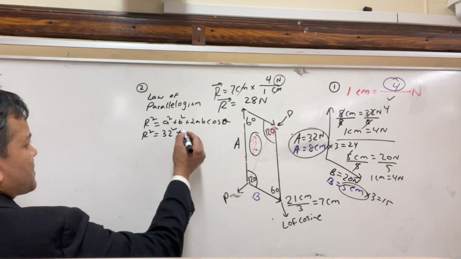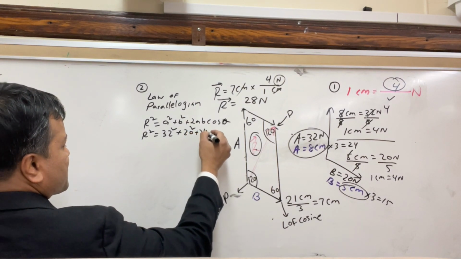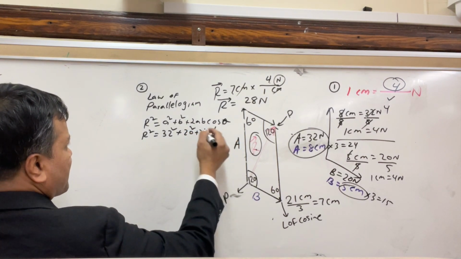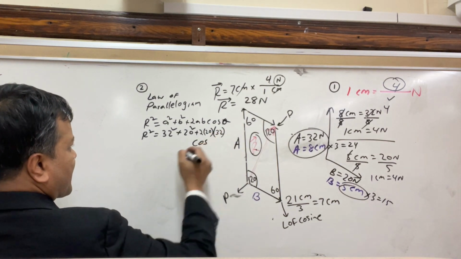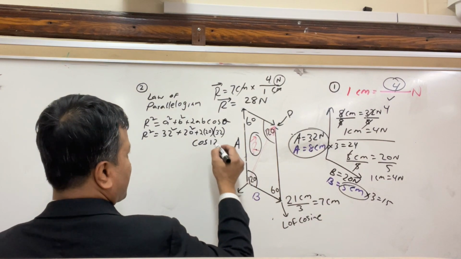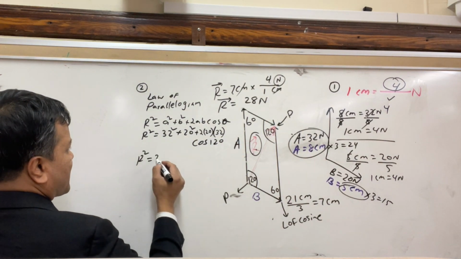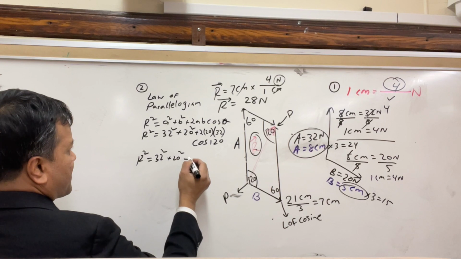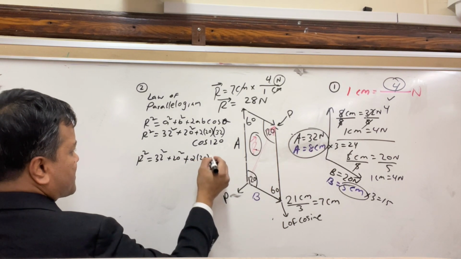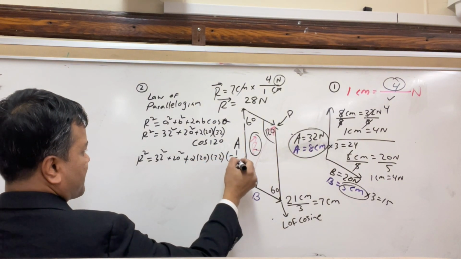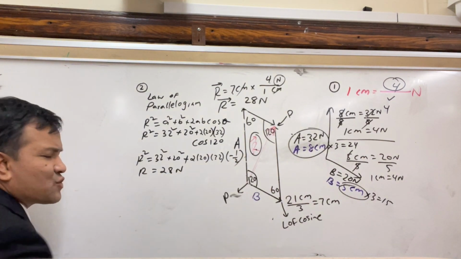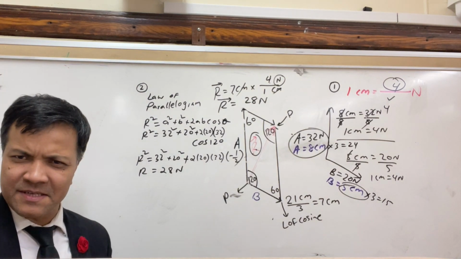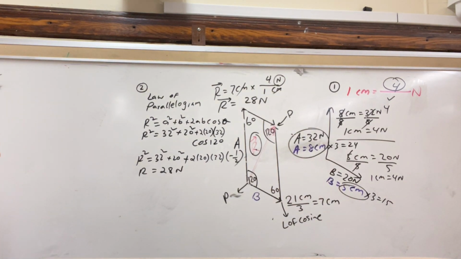Okay, 20 squared plus 2 times 20 times 32 cosine, you have to use 120. So R squared is equal to 32 squared plus 20 squared plus 2 times 20 times 32 times minus half. So R is equal to 28 Newtons. So this is how you're going to find the resultant using, of course, the law of parallelogram.